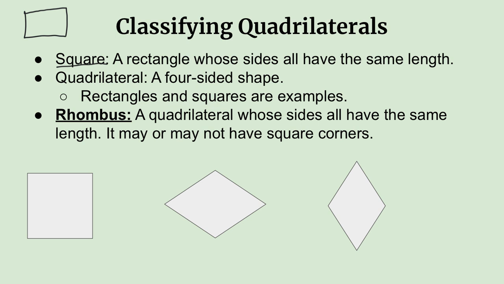A quadrilateral, that might be a new one for you to put in your notes. It's just any 4-sided shape. So rectangles and squares are both examples of a quadrilateral.